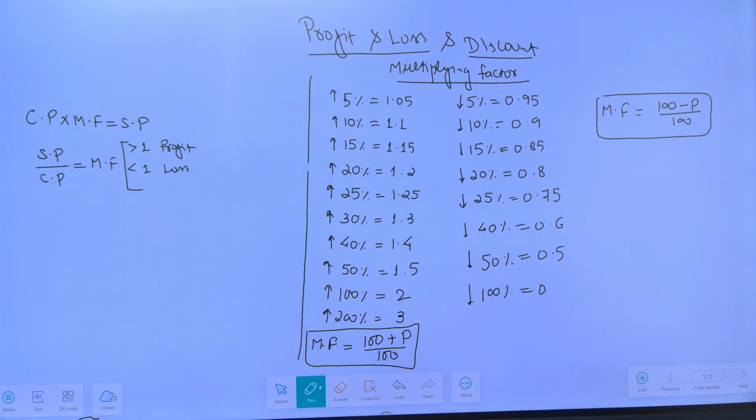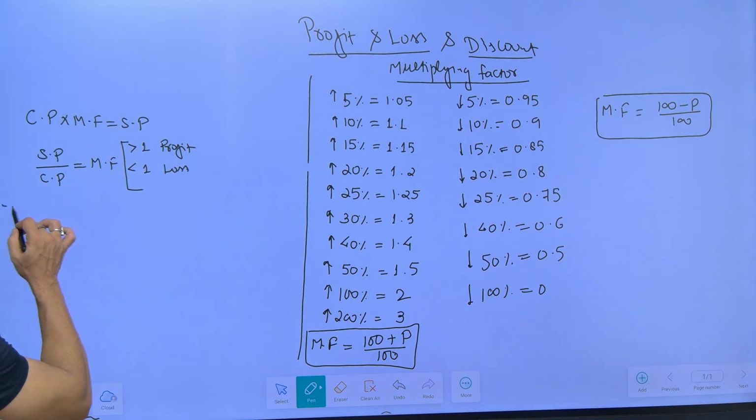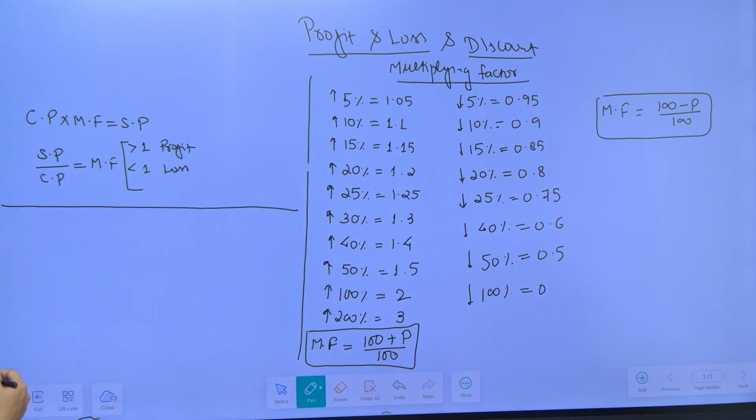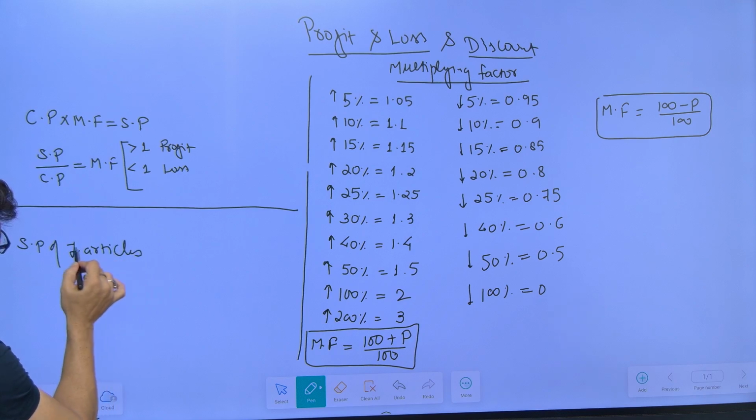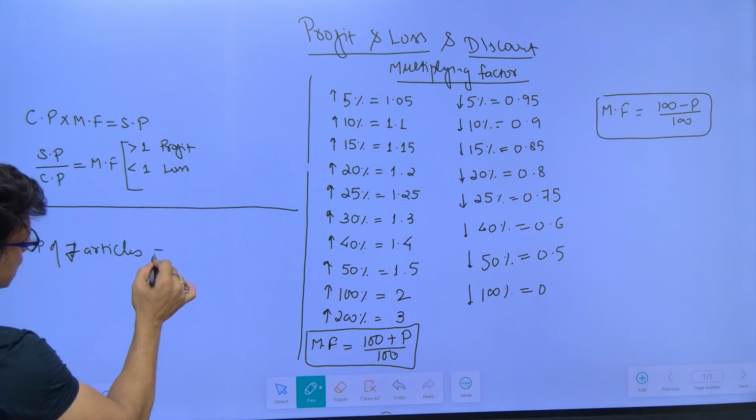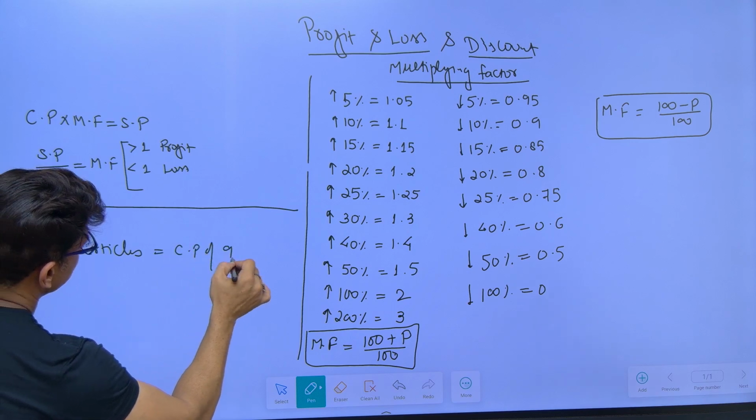Suppose SP by CP is 5 by 4. So 5 by 4 is greater than 1 or less than 1? Greater than 1, right? So that means there is a profit in that. Right? For example, it is given that selling price of 7 articles is same as cost price of 9 articles.